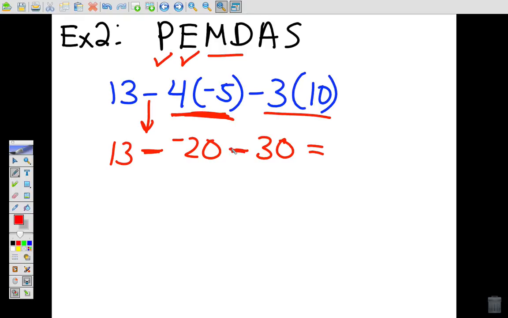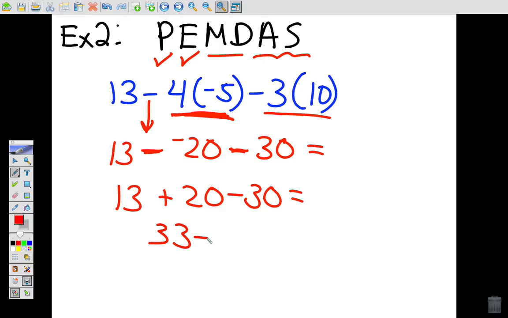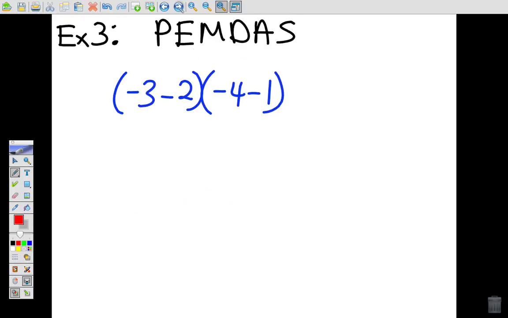Now, let's simplify this. I'm just going to add and subtract in order now, because I've taken care of all the multiplication and division. So 13 minus minus 20 is plus 20, minus 30. Now add and subtract in order. 13 plus 20, I get 33, minus 30, and our answer is 3. Again, don't do it all on the calculator all at once. If you're using a calculator, write it out a little bit and use your calculator for just some of the basic facts.